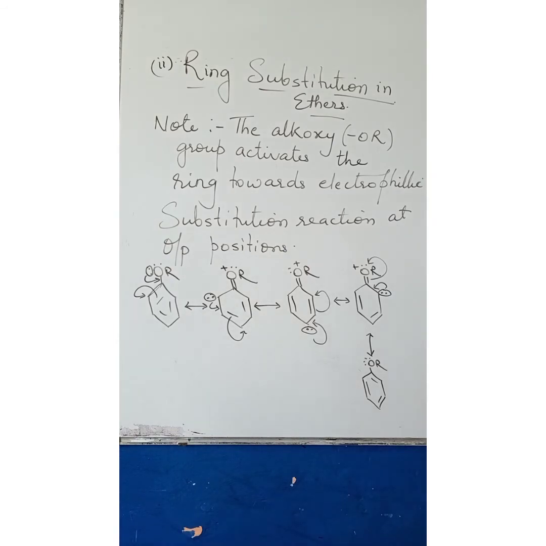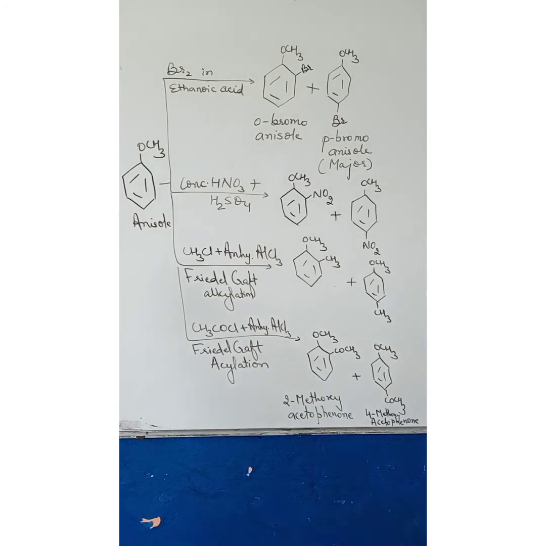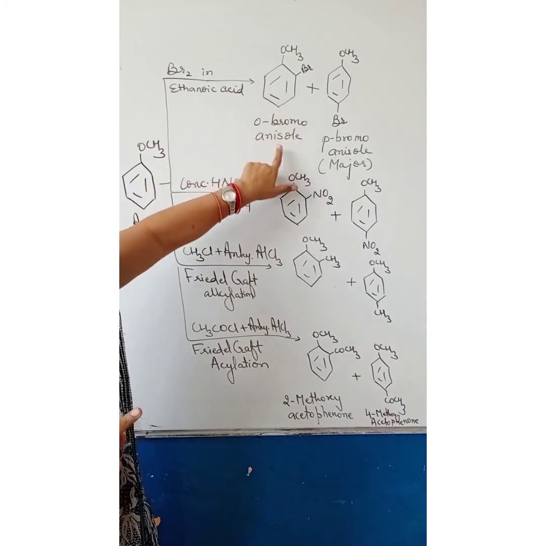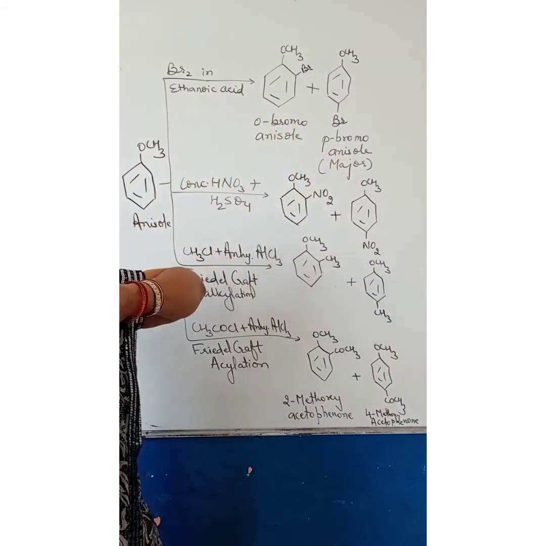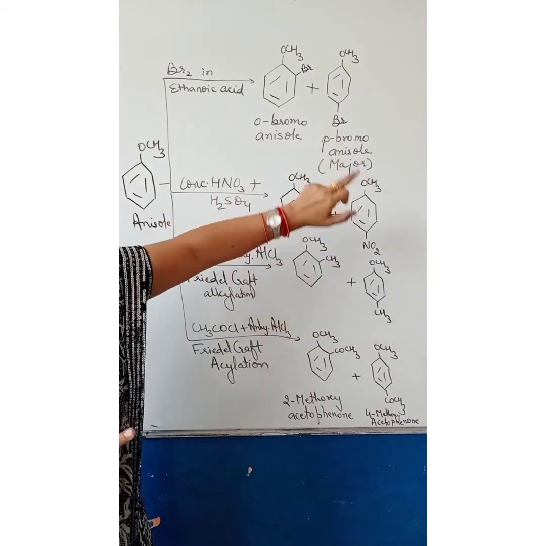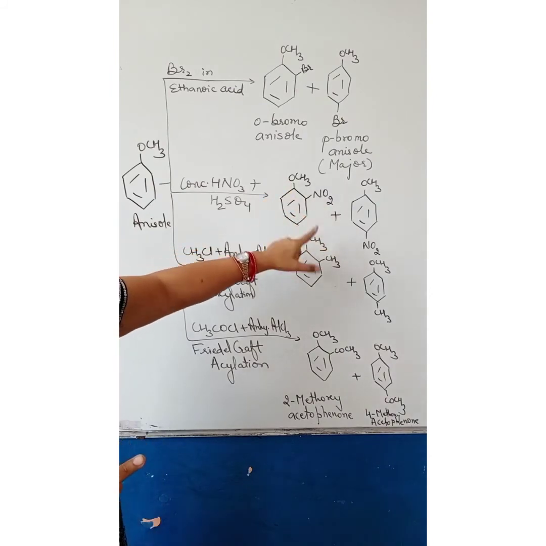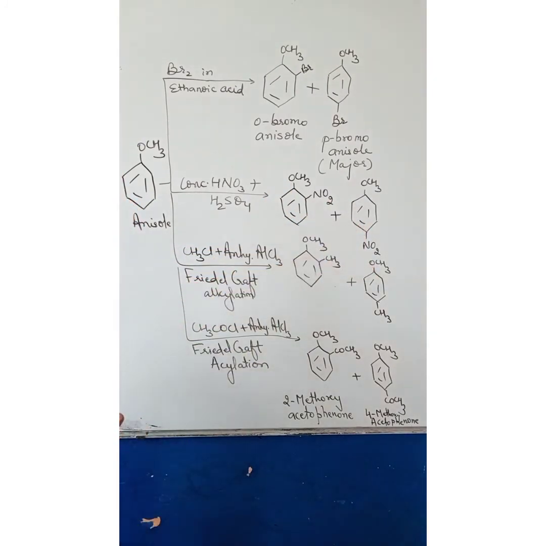Let us see some of the electrophilic substitution reactions in the ring in ethers. Anisole, when it reacts with bromine in ethanoic acid, gives a mixture of orthobromoanisole and parabromoanisole. Out of these two, parabromoanisole is the major product. If we carry out nitration of anisole, we get a mixture of orthonitroanisole and paranitroanisole.